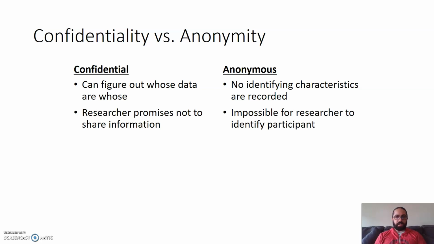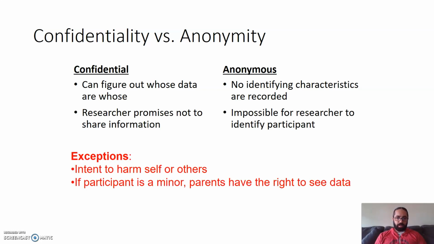Now, we need to maintain confidentiality and anonymity in our research to protect the subject's privacy, but there are two exceptions to this. One is if the subject reveals intent to harm themselves or others, or if the subject is a minor. In that case, the parents have the right to see the data.